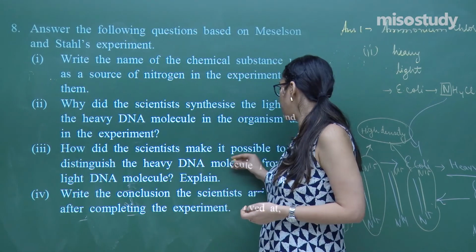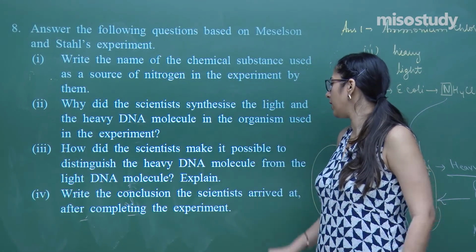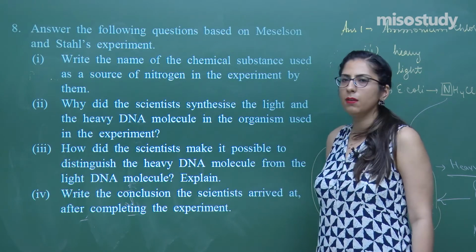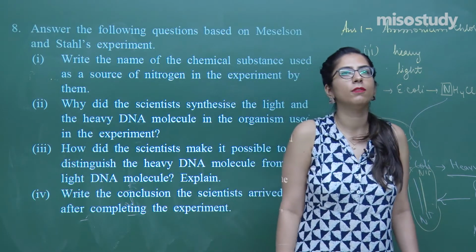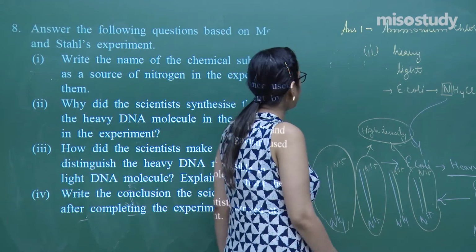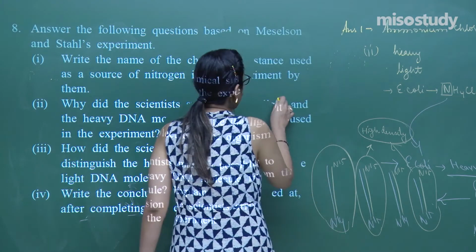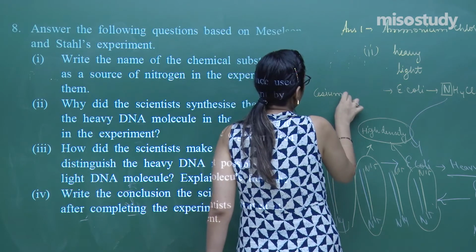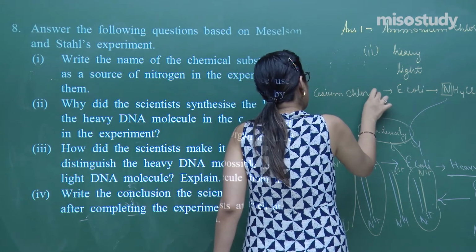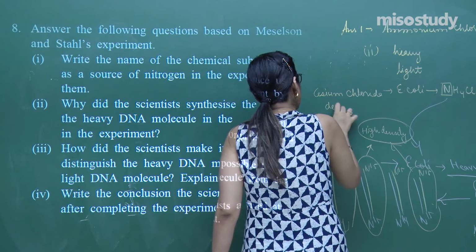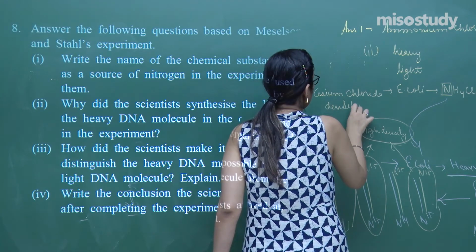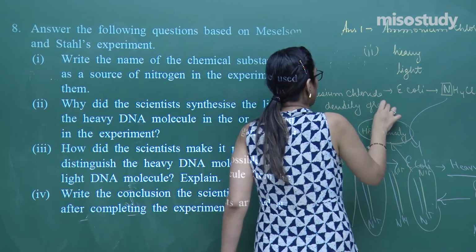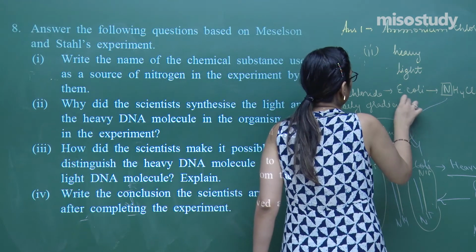How did the scientists make it possible to distinguish the heavy DNA molecule from the light DNA molecule? That is because of the density gradient centrifugation, that is, cesium chloride. Density gradient centrifugation.